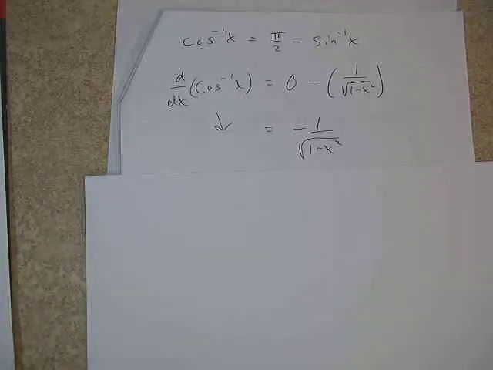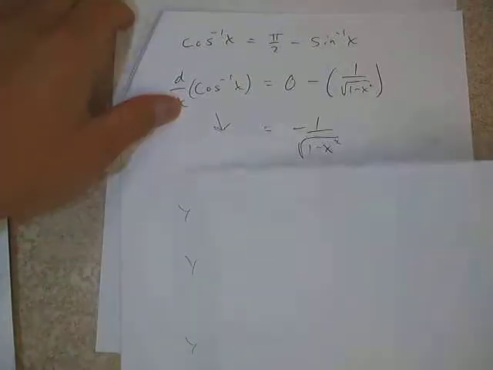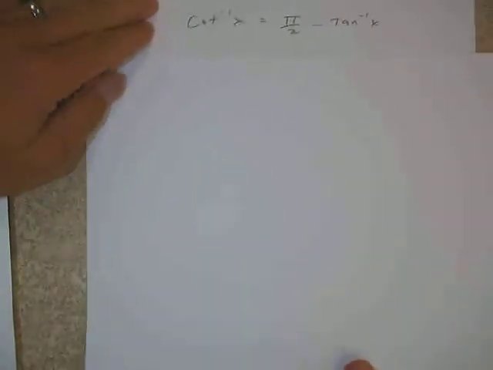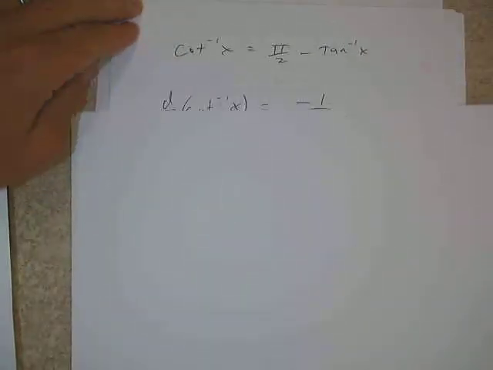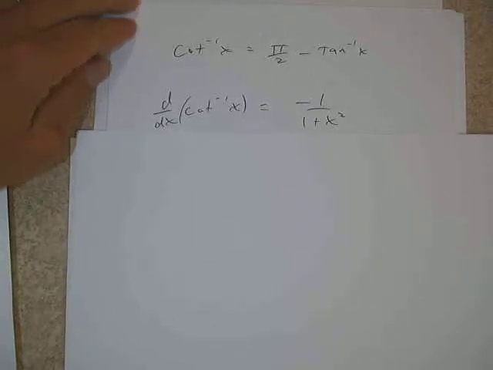True? And so therefore, what's the derivative of cosine inverse? It's the opposite of the sine inverse derivative. So again, if you know the sine inverse, then you also know the cosine inverse, because it's always just going to be the opposite.